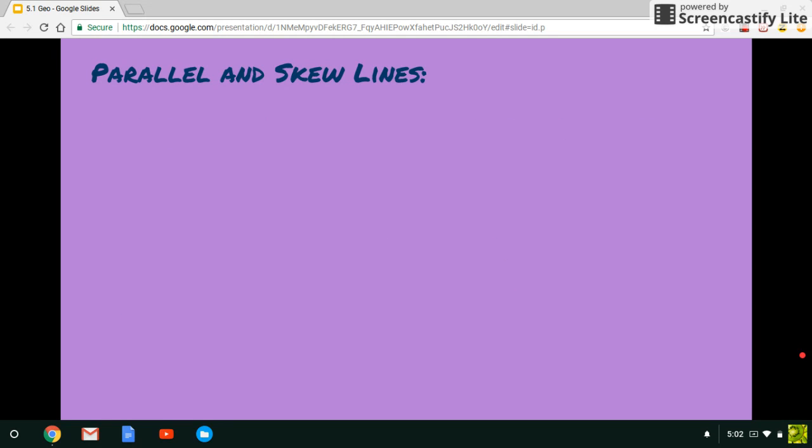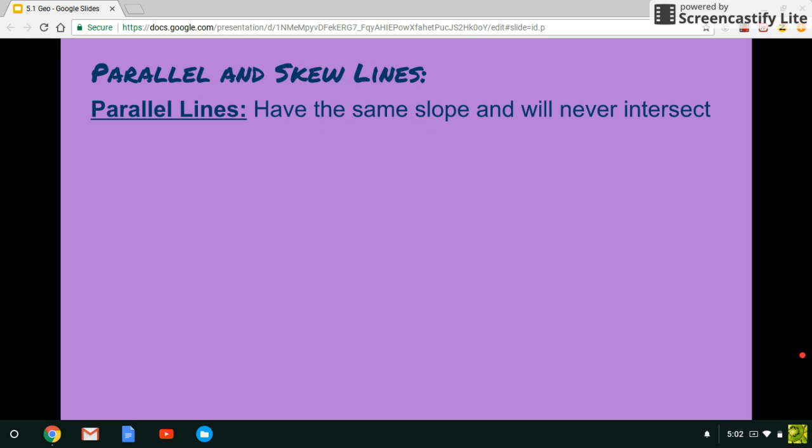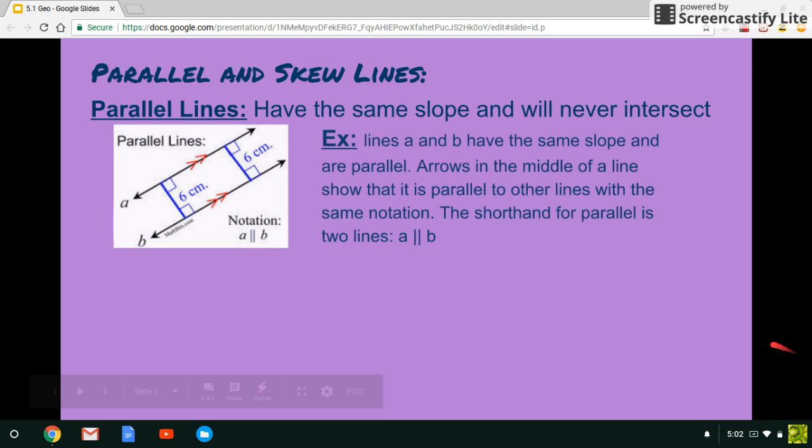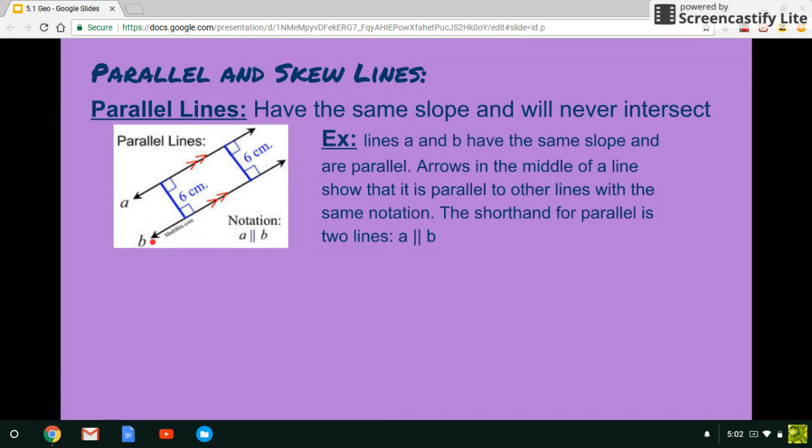So first we have parallel and skew lines. So parallel lines have the same slope and they will never intersect. So if lines are in a plane together, they can either be intersecting or they can be parallel. So for an example, just to kind of give us a visual here, lines A and B have the same slope and they are parallel. So they will never intersect each other.